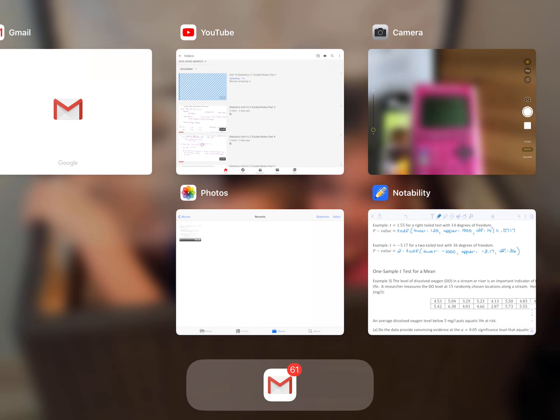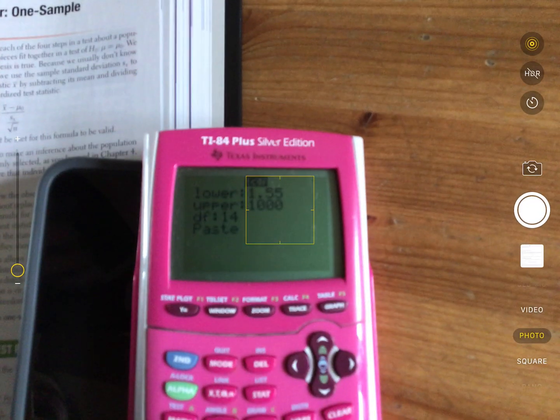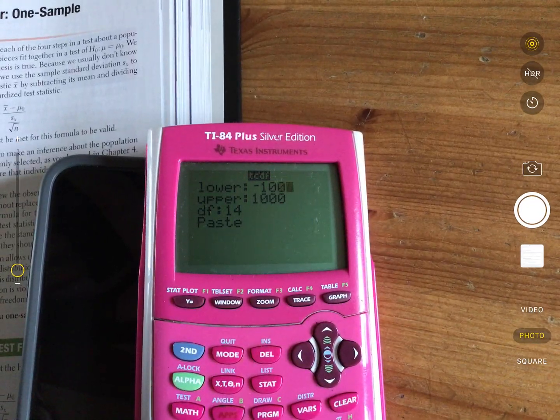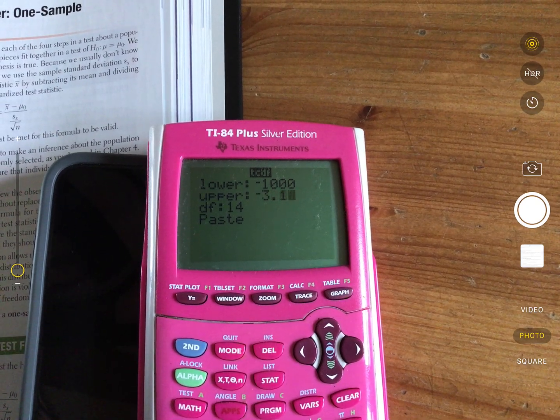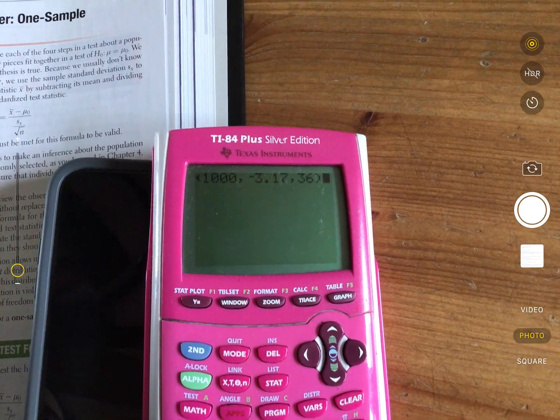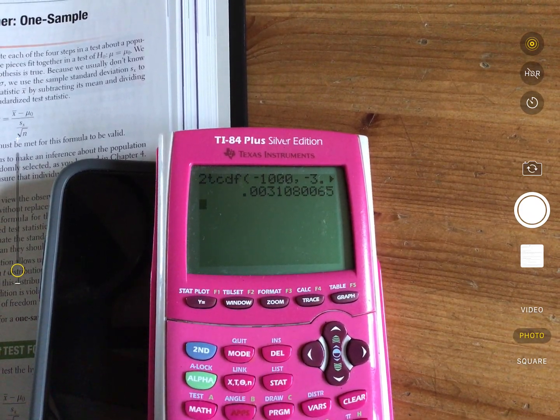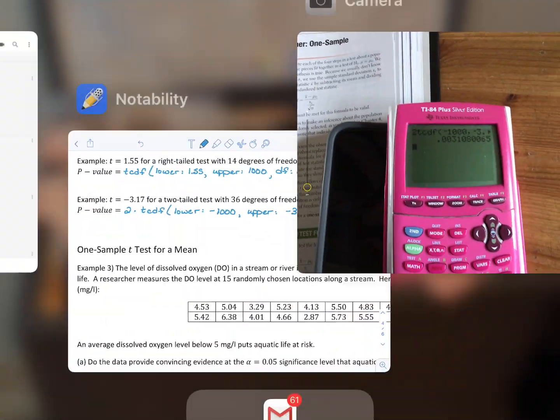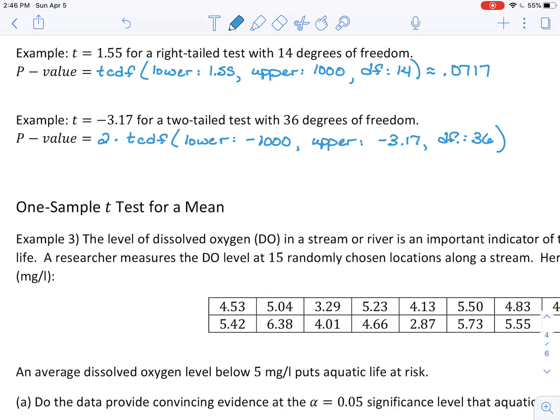2 times t-CDF of the test statistic that I forgot. Negative 1,000, 3.1. I think it was 36 degrees of freedom, 37 degrees of freedom. 0.0031. 36 degrees of freedom.